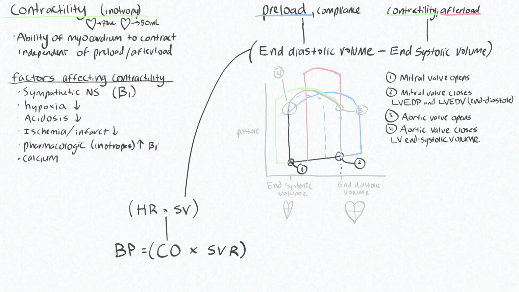Typically, these are beta 1 agonists, again, acting on the beta 1 receptors of the myocardium. You could also give a beta blocker to decrease the contractility. And then calcium is worth mentioning, has a decent effect on contractility. And if you are hypocalcemic, you'll have decreased contractility.